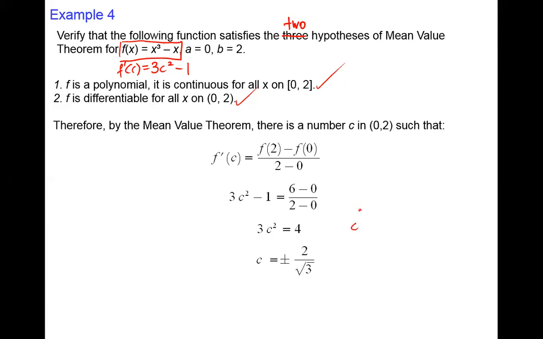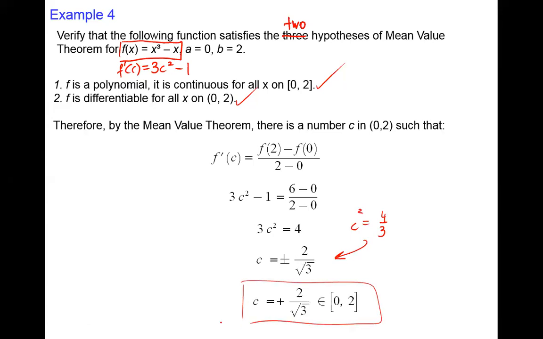And we can solve for c squared, and then take the square root of both sides: 2 over square root of 3, but plus or minus. We can't really accept negative in this case. Probably when I make my interval wider, then I will accept both, but my domain is only from 0 to 2. That means positive should be checked. Remember this, always check everything against the domain.